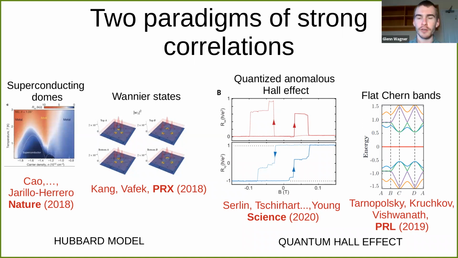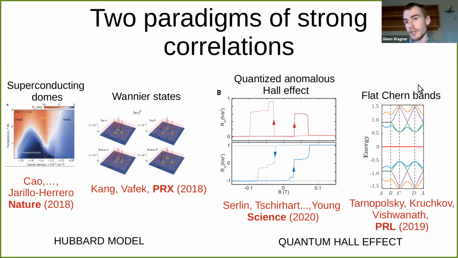And really, twisted bilayer graphene is sort of at the intersection of 2 paradigms of strong correlations. On the one hand, we have the Hubbard model, which is thought to describe things like the cuprates. And in particular, these superconducting domes that are observed under doping twisted bilayer graphene are very reminiscent of the superconducting domes observed in the cuprates and indeed the Hubbard model. And from a theoretical point of view, you can construct localized Wannier orbitals and use those to build a Hubbard model description of twisted bilayer graphene.